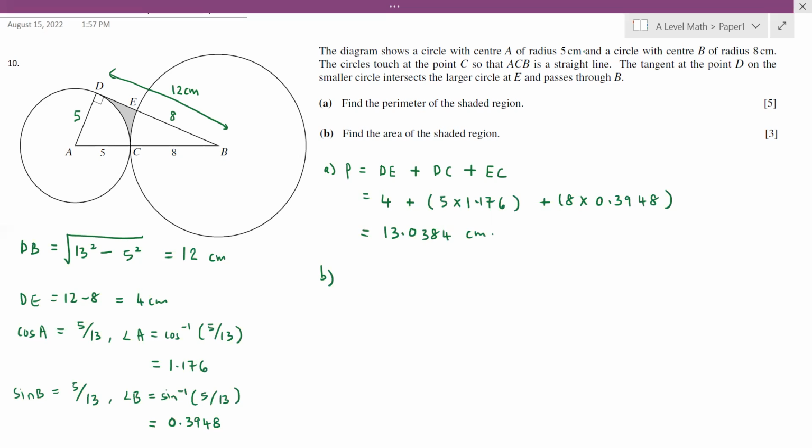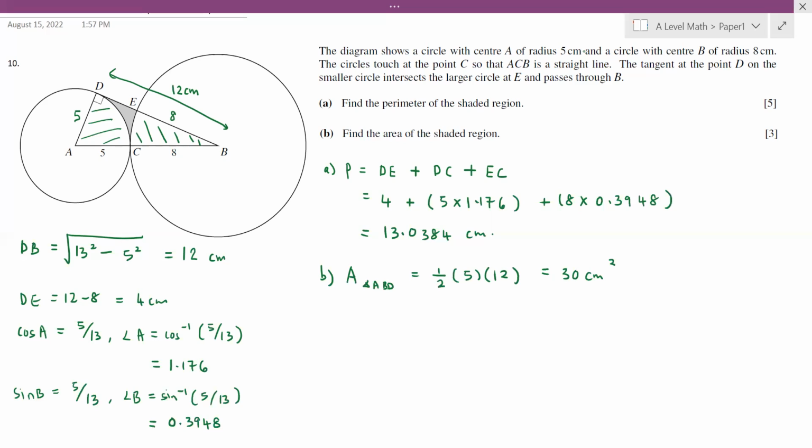Part B, to find the area of the shaded region, what we could do is the area of the shaded region is actually the area of triangle ABD minus the area of this sector and that sector. Then you will get the area of the shaded region. So let's say the area of triangle ABD is a right triangle, so we have half of base times height, and that is 30 square centimeters.